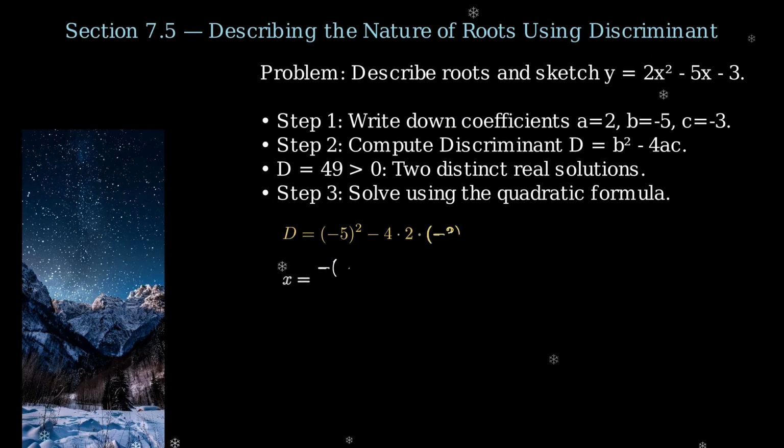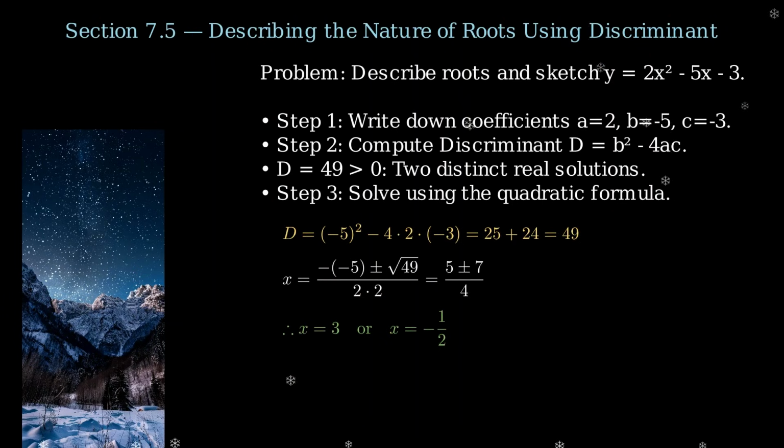Section 7.5. Let's describe the nature of the solutions for the equation 2x squared minus 5x minus 3 equals 0 and find their exact values. First, listing our coefficients gives a equals 2, b equals negative 5, and c equals negative 3. Calculating the discriminant b squared minus 4ac results in 49. Since 49 is positive, the equation has two distinct real solutions. Applying the quadratic formula, we find x equals 3 or negative 1/2.